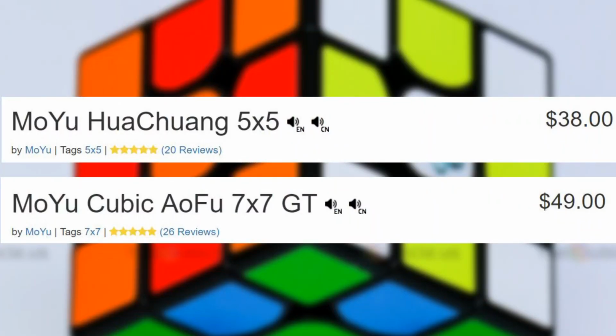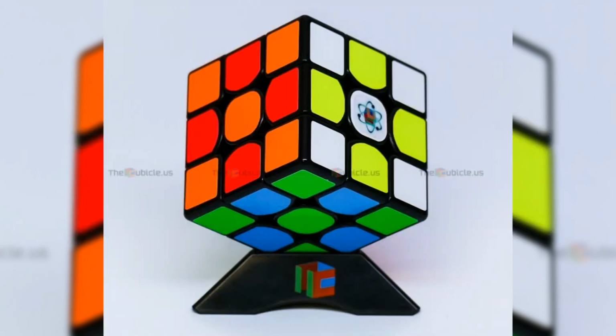$50 is like a good 5x5 or a 7x7. Why is a 3x3 $50? And you know what? It's a great thing that it's $50 and it's worth $50. And that's what this podcast is supposed to explain.